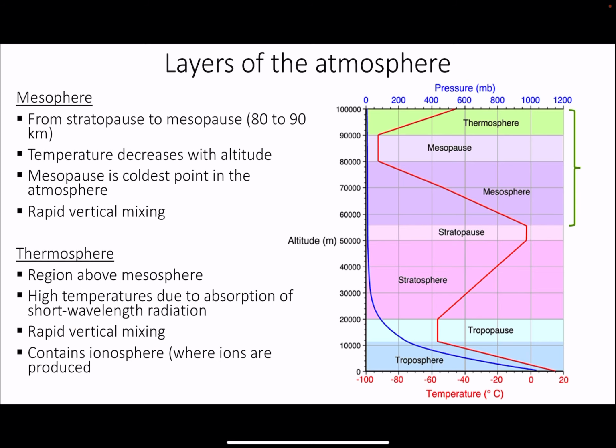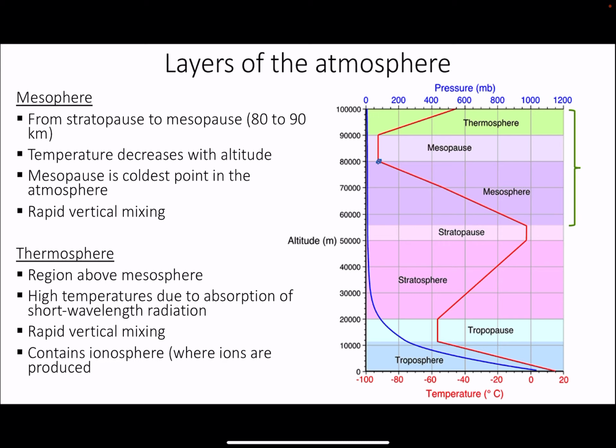Moving up again, we have the mesosphere, which extends from the stratopause to the mesopause. In this case, temperature reverses again, so temperature decreases with altitude. That's because there's not really much in the mesosphere. There's nothing there to absorb radiation, and so it just gets colder and colder. In fact, the mesosphere is the coldest point in the atmosphere. There's rapid vertical mixing in this region.